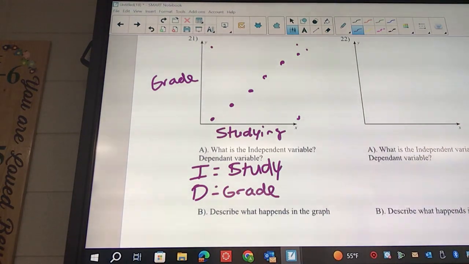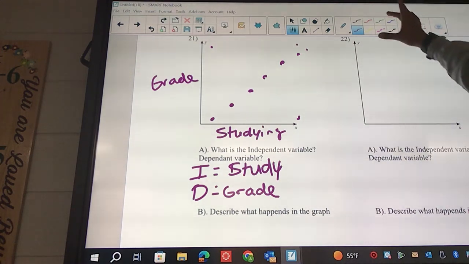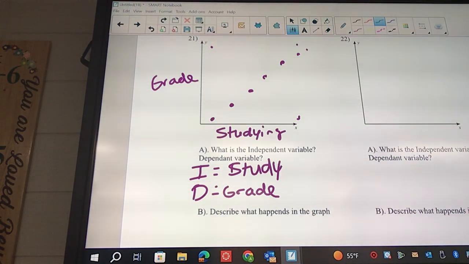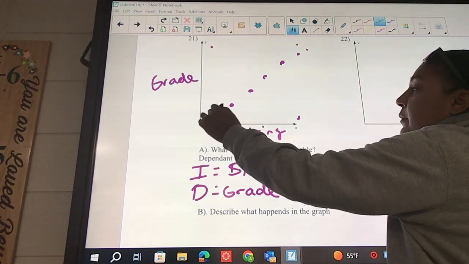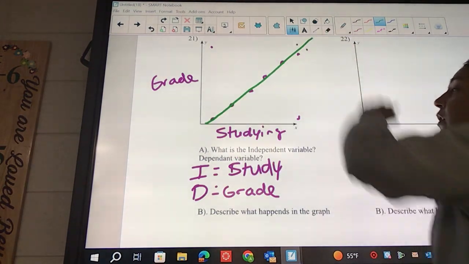Okay, now let's look at what's happening with the graph. So there are dots, yeah? You're looking at where the majority of the dots connect. Are the majority of the dots going up or down? They're going up, right? You just played connect the dots before, right? You could play connect the dots with this.